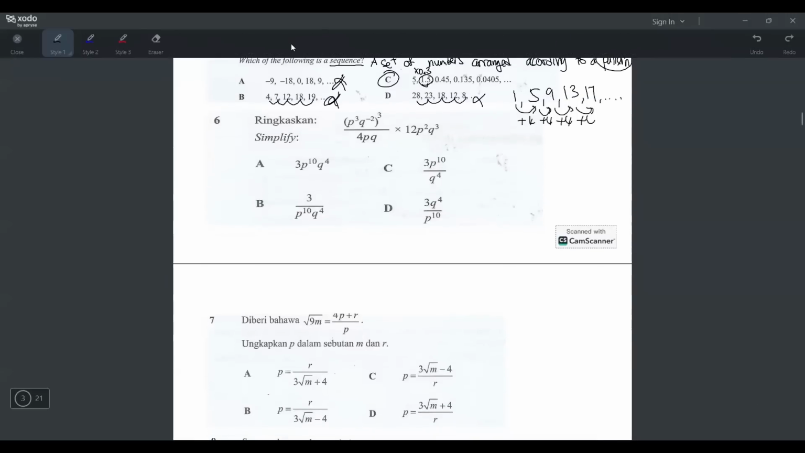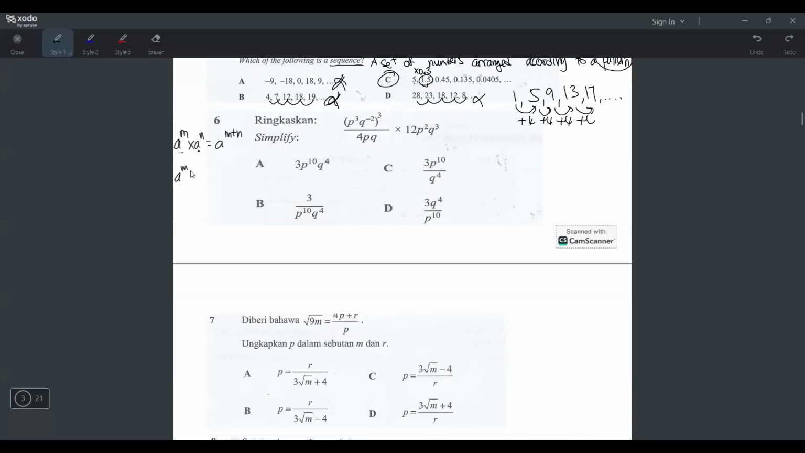Okay, next question number 6. They want us to simplify this. Okay, this one is indices soalan, sebab dia ada power macam tu, right? So I will tell you what you need to know for indices first. First thing first, if I give you a power m times a power n, the power we can plus. Okay, if same base darab, power boleh tambah.